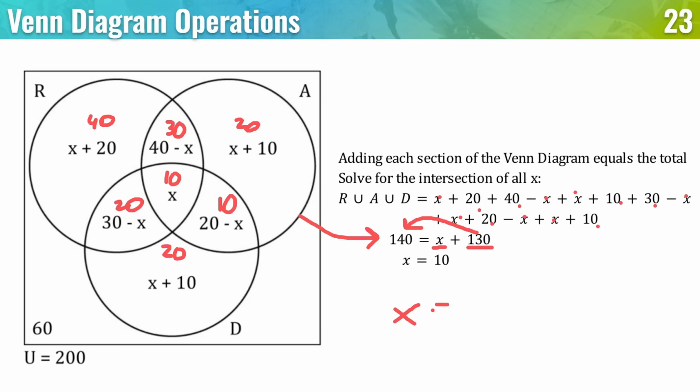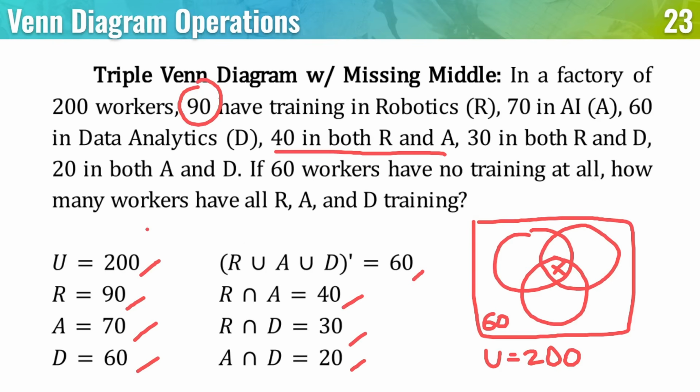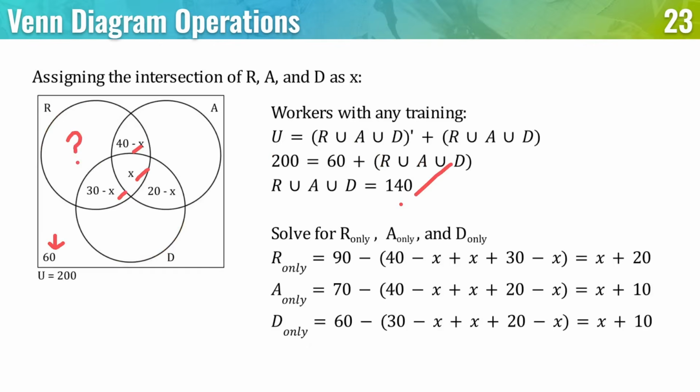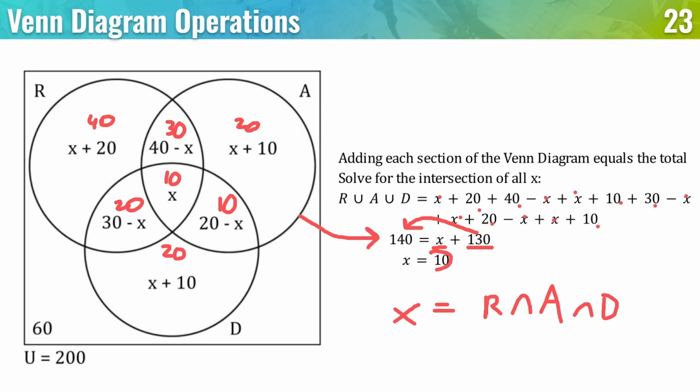Remember that we represented it as the intersection of R, A, and D. So this represents the workers that have all R, A, and D training. So our final answer is 10.